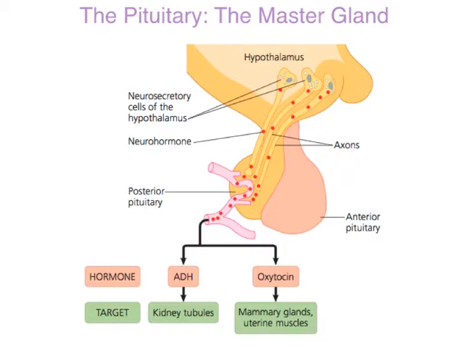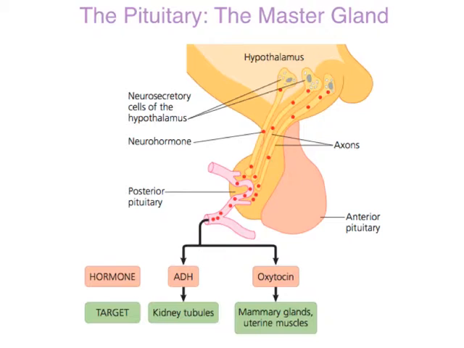So what we're going to look at first of all is the posterior pituitary and the hormones that it releases. And this is great. This is the easiest part. We've already talked about oxytocin. We already know what it does. Okay? It causes the contractions during labor of the uterine muscles. It also stimulates the mammary glands to release milk. No problem. We've talked about that already.